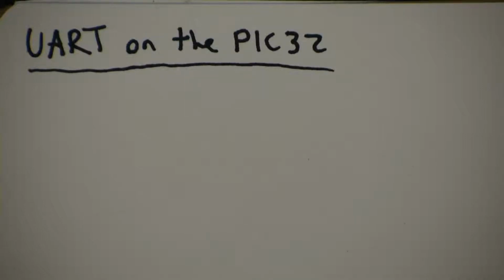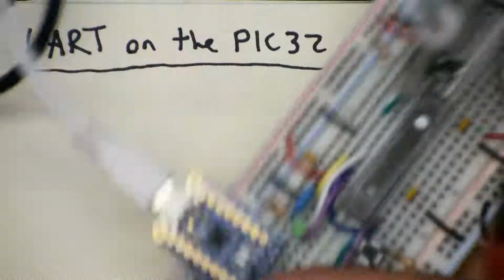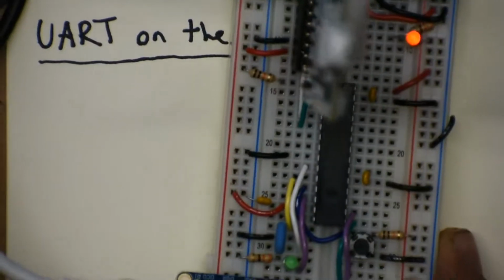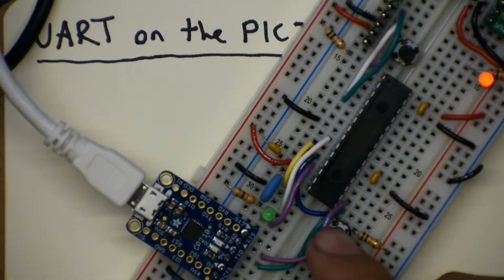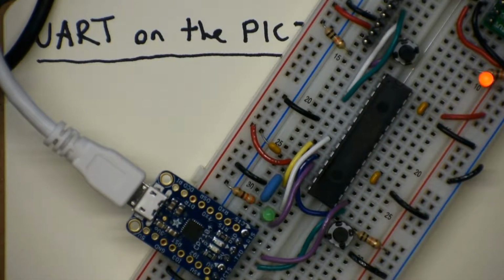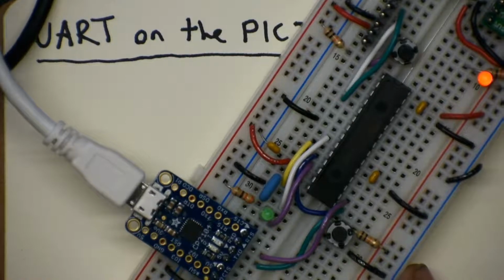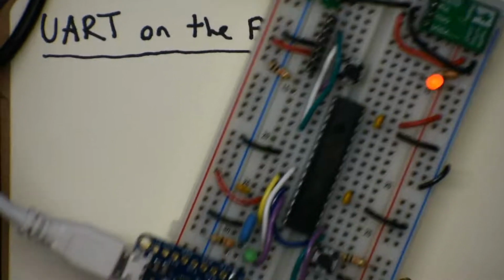In this video, I'm going to discuss how to use the UART on the PIC32 MX170 chip. So we've got a breadboard version of the DIP PIC all built up and tested, and we've got some code that when we push a button, it blinks at the frequency we think it's going to blink. So we've got the basic PIC setup.